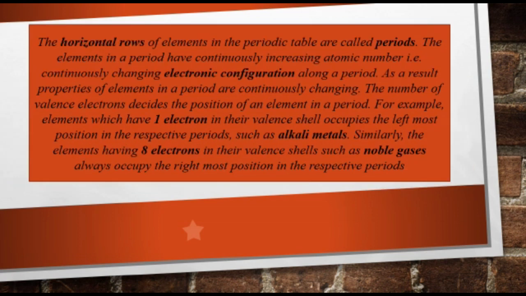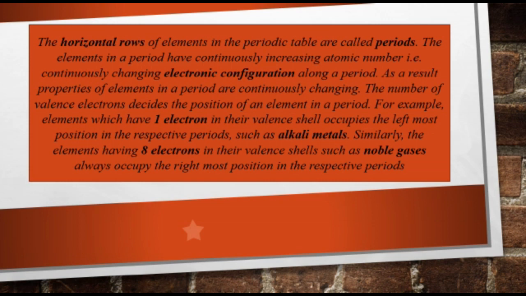periodic table. The horizontal rows of elements in the periodic table are called periods. The elements in periods have continuously increasing atomic number. As we have discussed in the previous slides, atomic number is continuously increasing in the periods due to the change in electronic configuration along a period. As a result, their properties are continuously changing in the period. The number of valence electrons decides the position in the period.